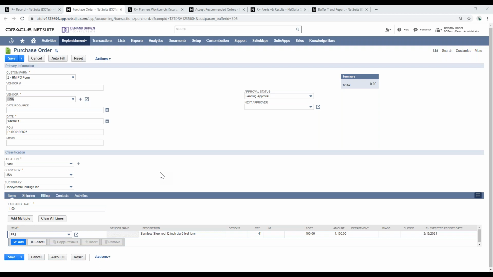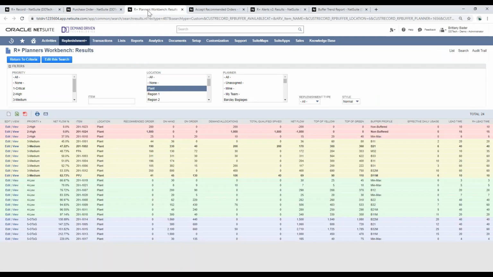So I'm going to take a step back and talk about how we can really automate more of our planning processes here. And where I would do that is by starting my day at this planner's workbench. I've already populated that here and I filtered at Frank at the plant. So now we're seeing all of those items that Frank is managing at the plant location, not just PPJ.